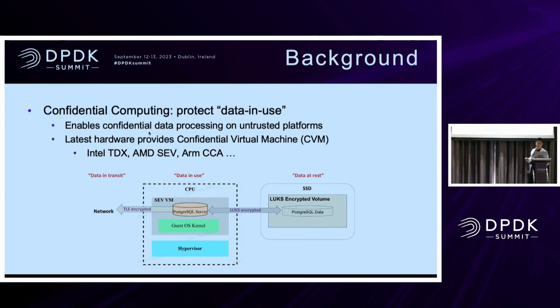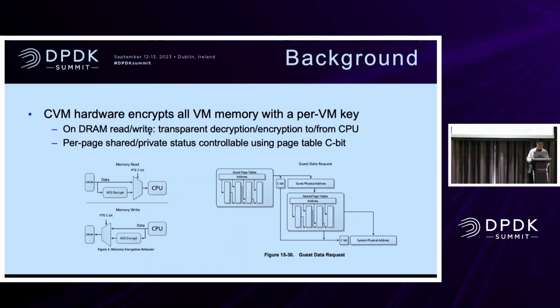So confidential virtual machine, or confidential computing, is to protect such data that is unencrypted on the cloud platform. The CVM hardware actually does the encryption. It encrypts all memory of the VM using a per-VM key. So only the VM guest can read and write the data in the confidential virtual machine. What happens on the DRAM read and write is that the CPU chip will transparently encrypt or decrypt the data from or to the DRAM chip automatically.